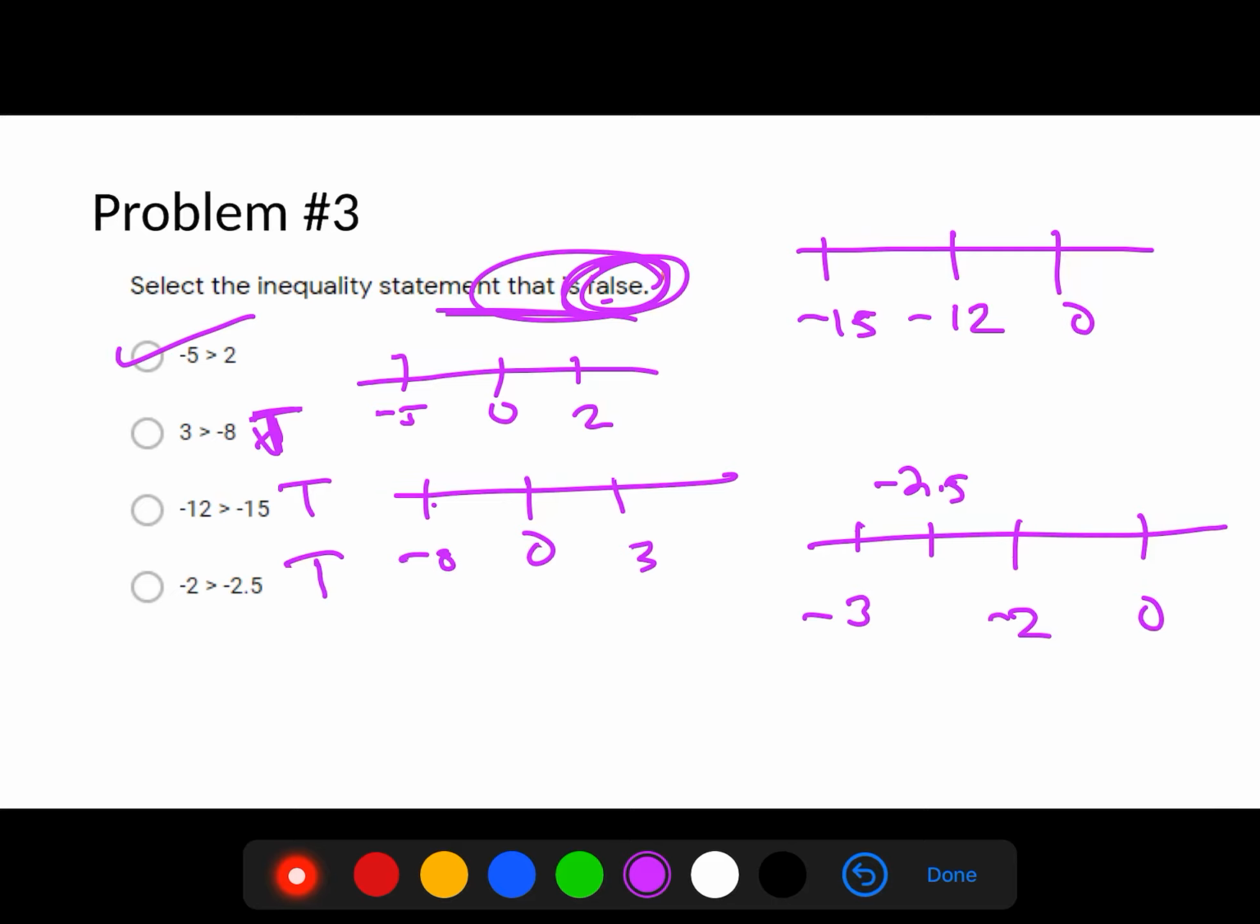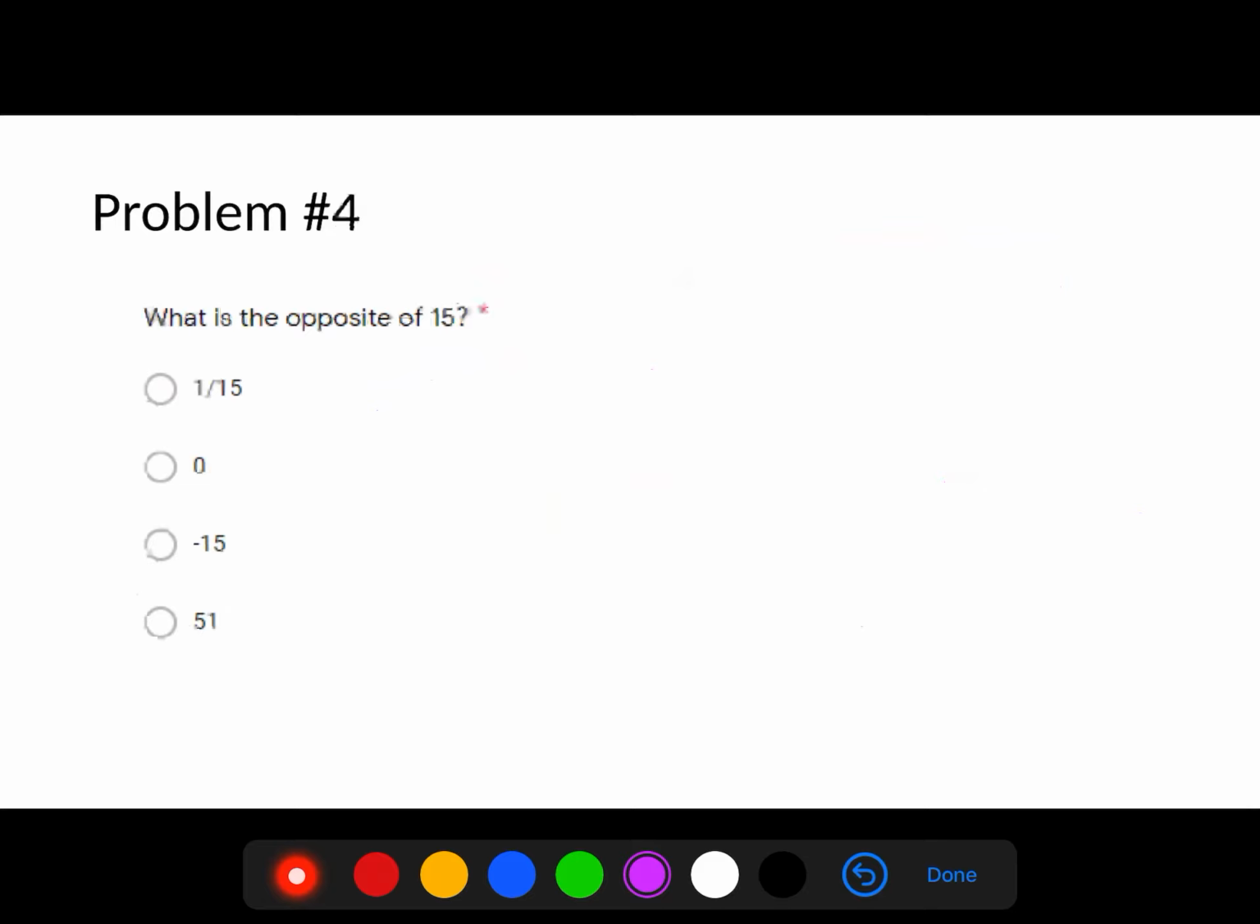That is the statement that is false. Just select the inequality statement that is false. For number 4, what is the opposite of 15?